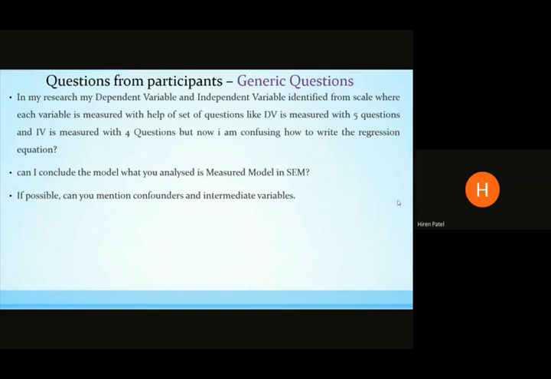Okay, I can understand your question. To answer this question, the best way to combine 4 or 5 DVs together is to calculate the Z score and take the average of the Z scores. So you find out the Z score of each of the variables. One question is one variable, so find out the Z score of each variable and take the average of those Z scores. That will give you the answer. Another question is, can I conclude the model you analyzed is a measurement model in structural equation modeling?